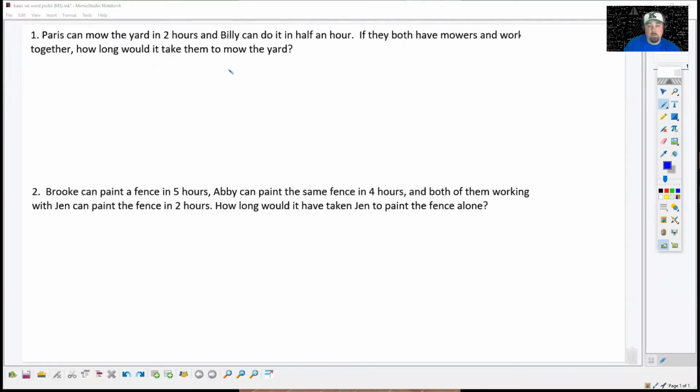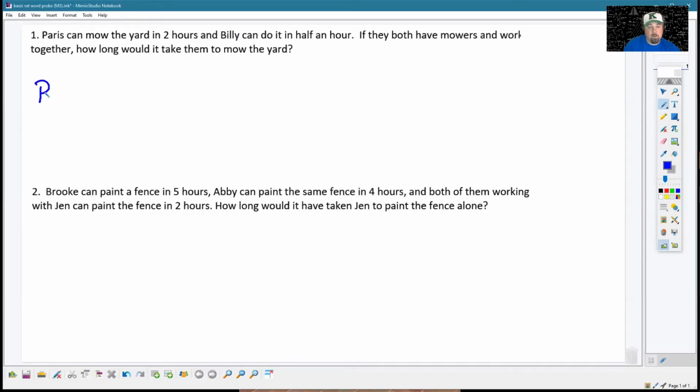So anytime we have a problem like this with rates of time to accomplish something, it's always the independent rates added together equal their time to do it together, and we make them fractions with one on top. So Paris, his rate would be 1/2 because his time to complete the yard is 2 hours. Billy would take a half hour.